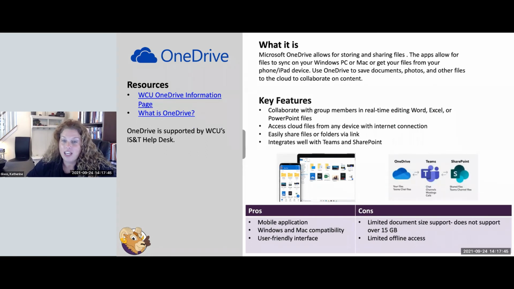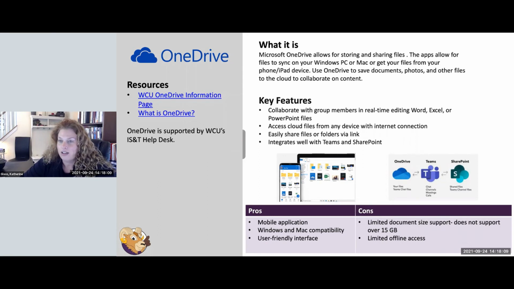The next thing we're going to look at is OneDrive. Microsoft OneDrive has several features that are a lot like the GSuite, and they're also supported by WCU's IS&T help desk. These apps allow for files to sync with your Windows PC or Mac, which allows you to get to your files through an iPhone or iPad.